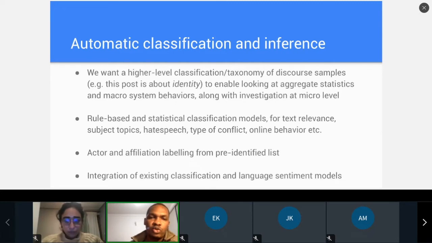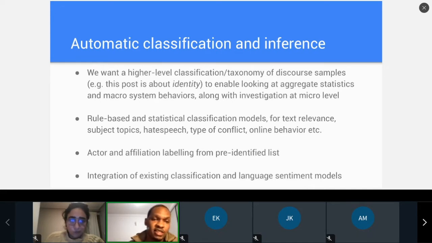So this enables us to look at aggregate statistics of macro system behaviors along with investigations at micro level. So you can say, for example, in this last month, majority of social media actors in this community were talking about COVID or identity issues and things like that. So you're able to basically infer such information.